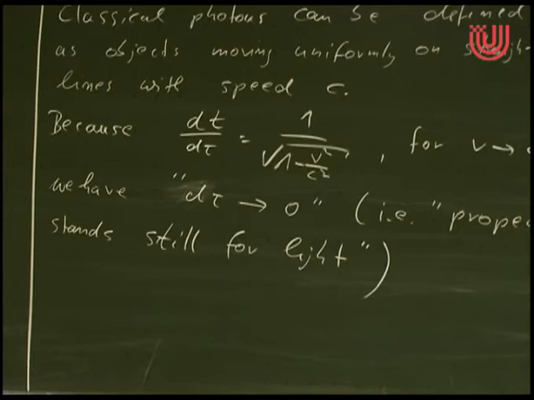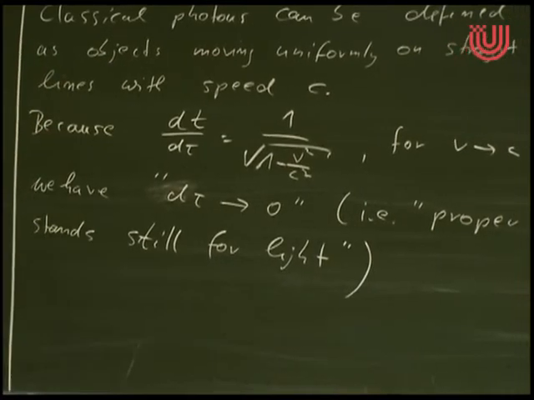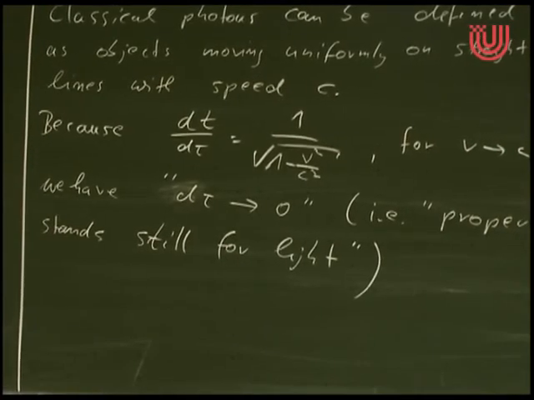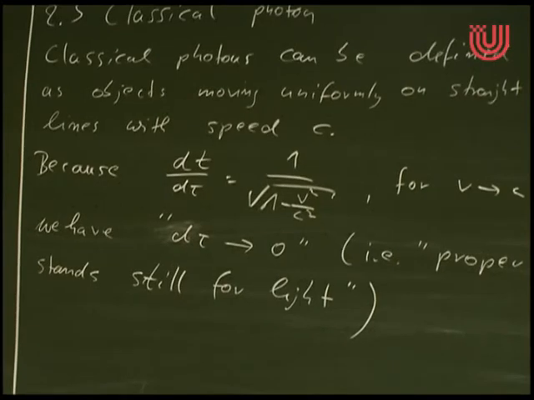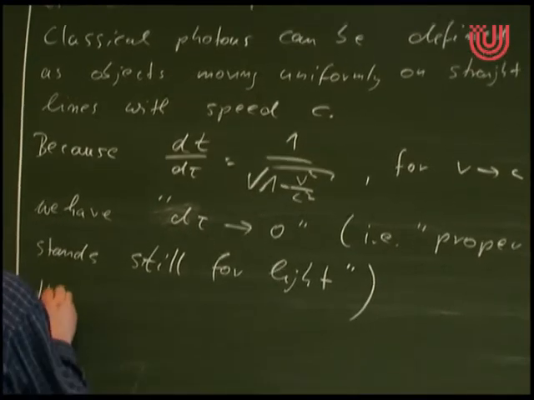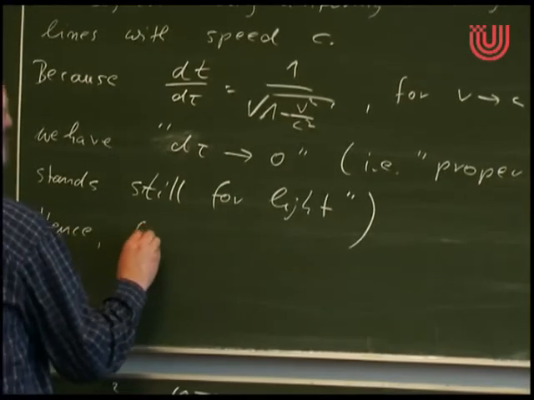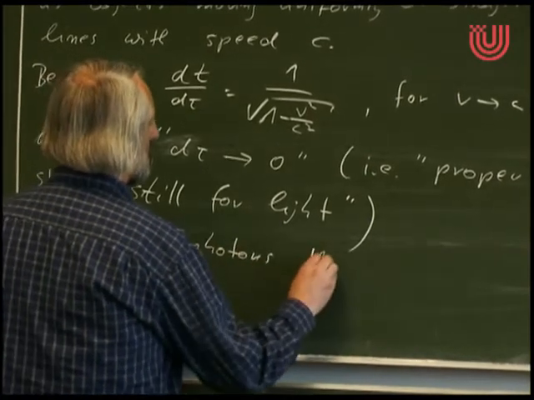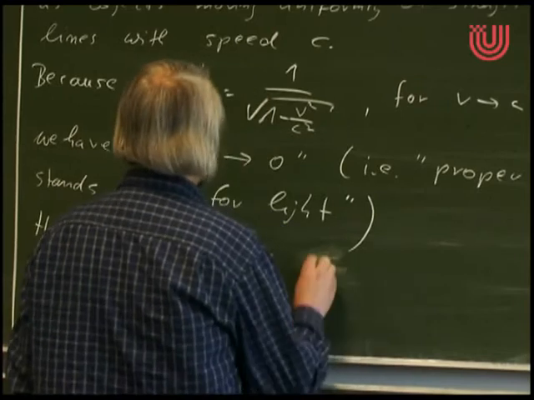So this means proper time doesn't exist for light. So for photons, there's no proper time, and as a consequence, there's no forward velocity. Photons do not have a forward velocity. For photons, proper time is not defined.